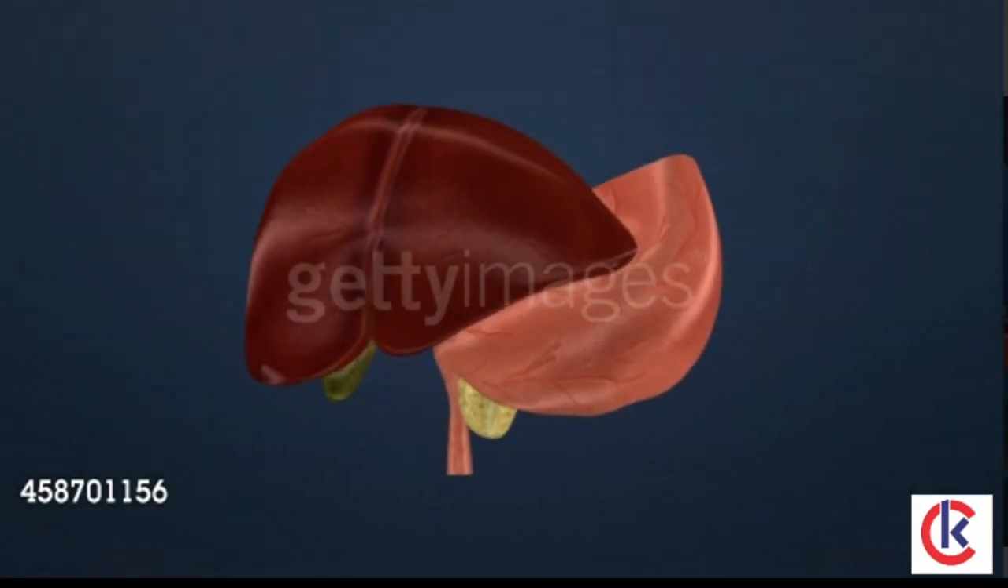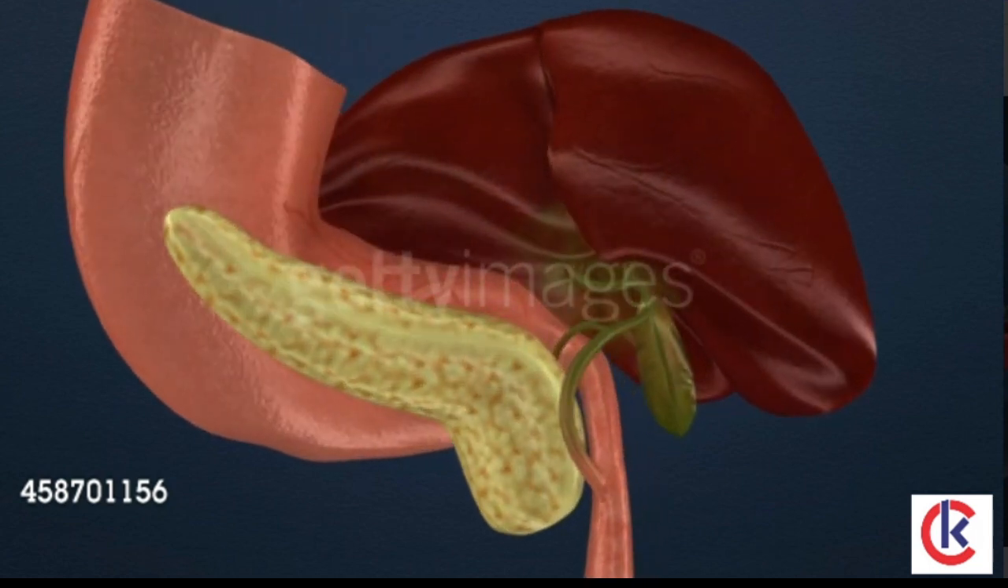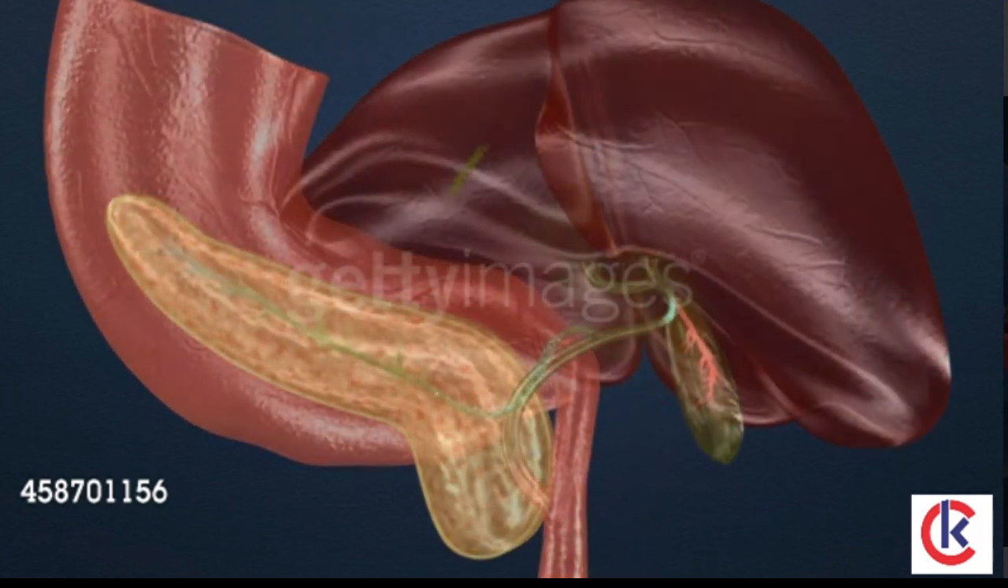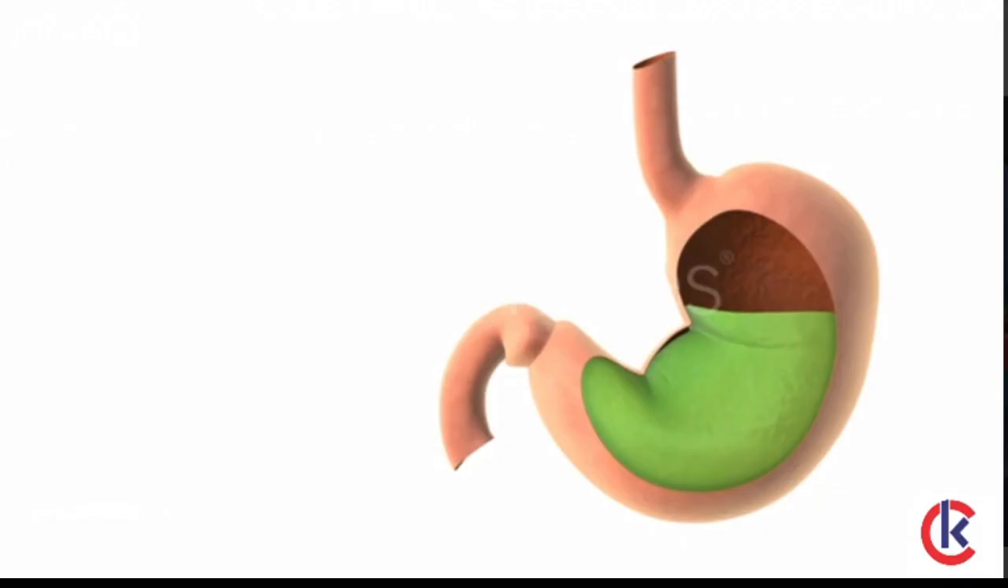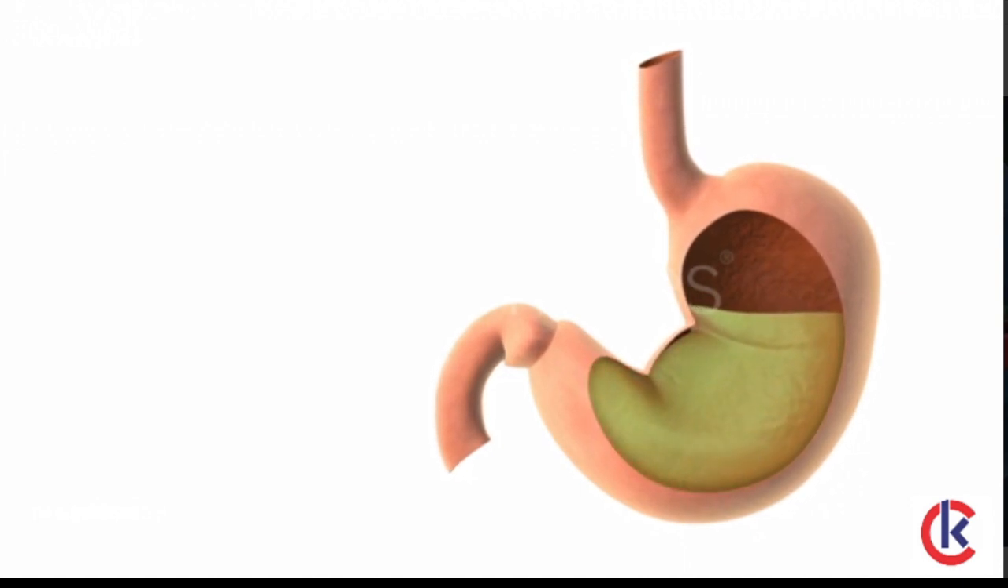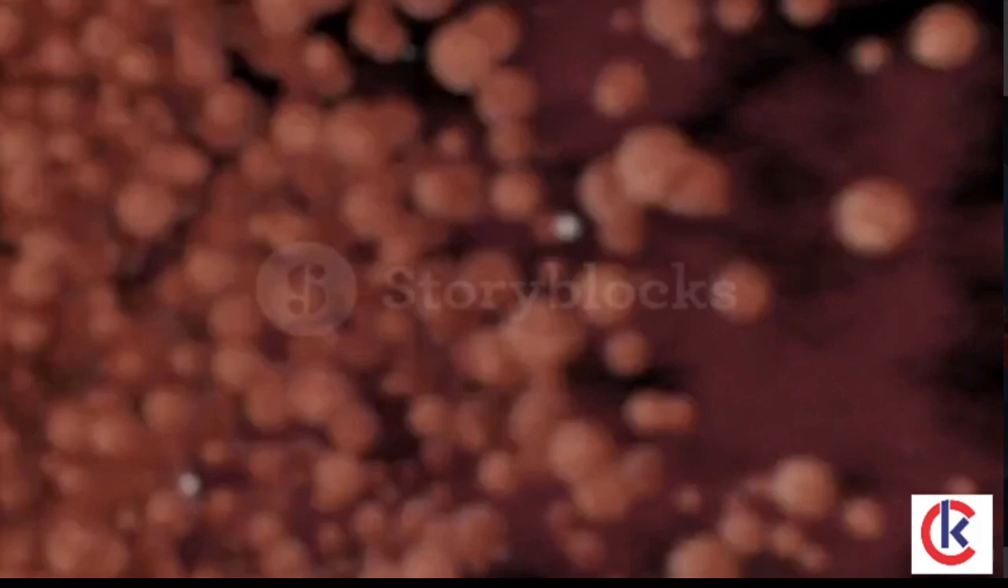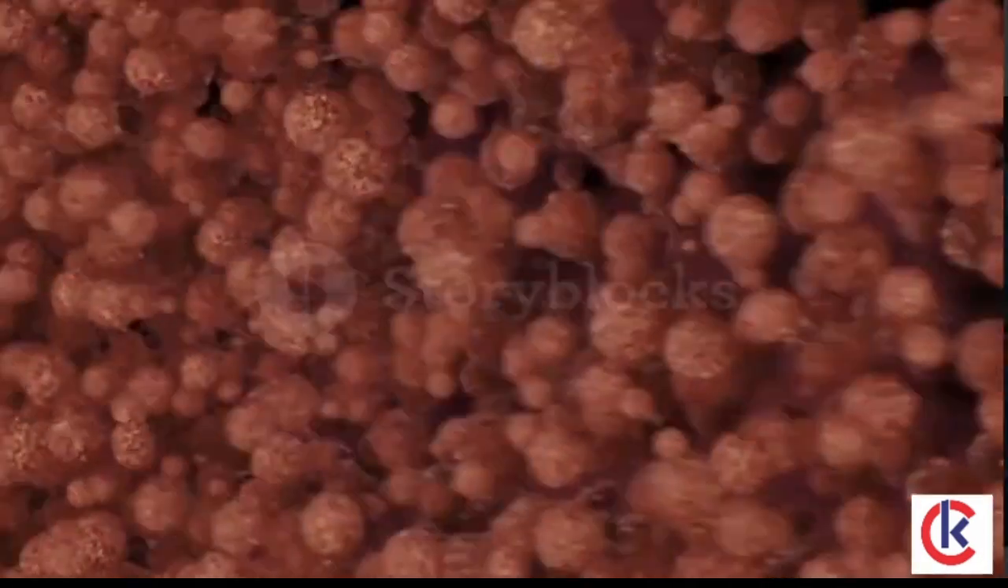11. Brunner glands. The Brunner glands are located in the first part of your small intestine, the duodenum. The Brunner glands produce mucus that protects the duodenum from stomach acid. They also help the body digest food and absorb nutrients.